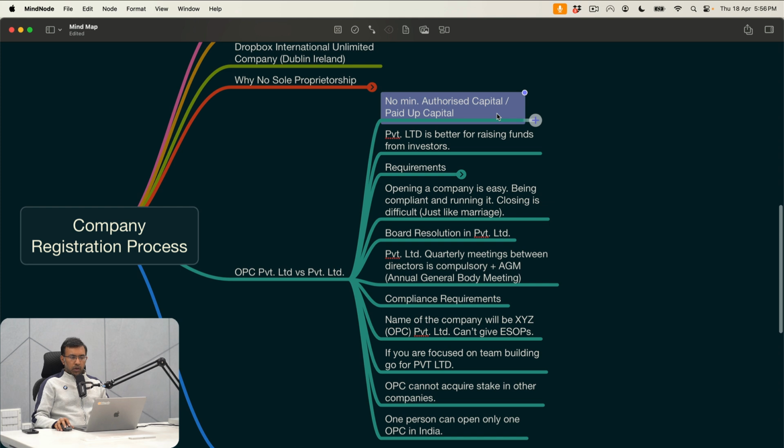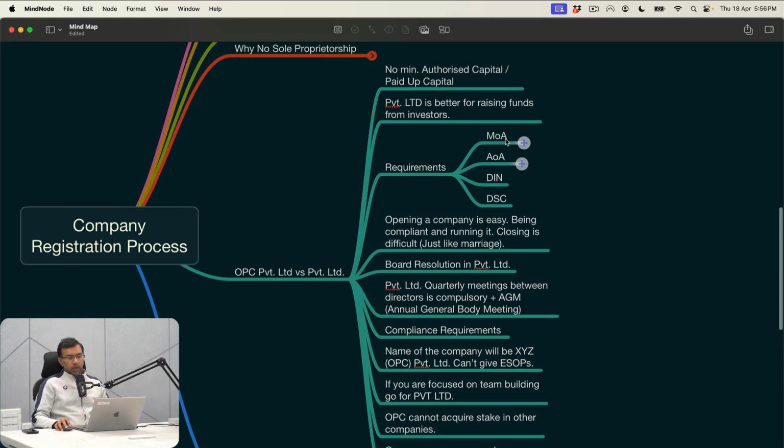So there is no minimum authorized capital or paid up capital for both private limited and OPC private limited. Private limited is definitely better for raising funds from investors. I do have plans to raise funds for MicroStartup Studio in the future.